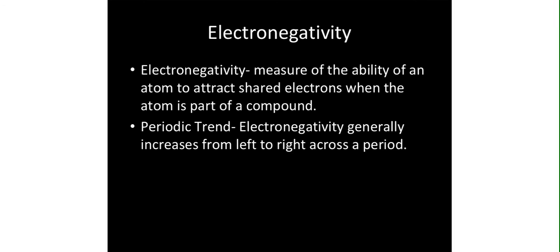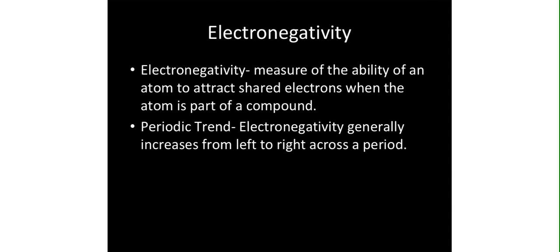Electronegativity is the measure of the ability of an atom to attract shared electrons when the atom is part of a compound. So how is this different than electron affinity? Electron affinity is a measure of the actual energy released when an atom gains an electron. Compared to that, electronegativity is a relative scale, so it's not measured in units of energy. All elements are compared to one another, and the most electronegative element, fluorine, is assigned an electronegativity value of 3.98. It is super electronegative, and so it's going to attract electrons better than other elements. So it's going to have more pull, if you will.